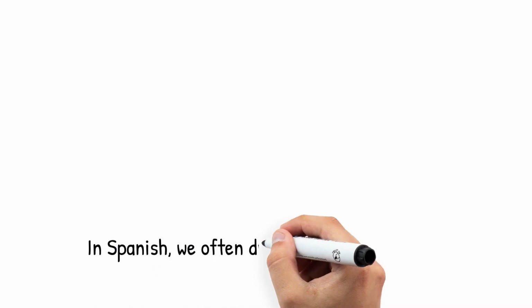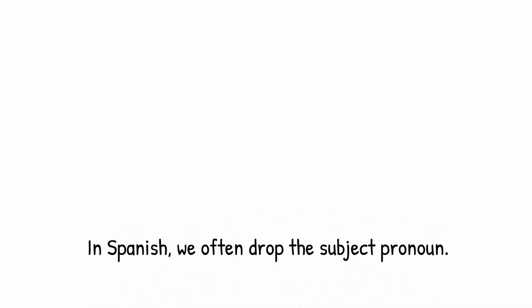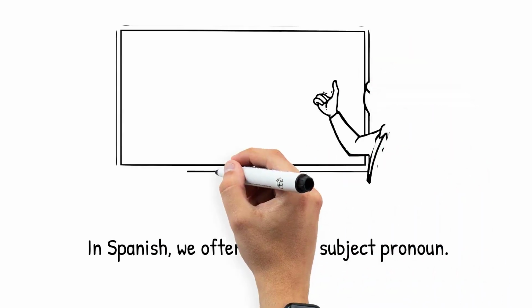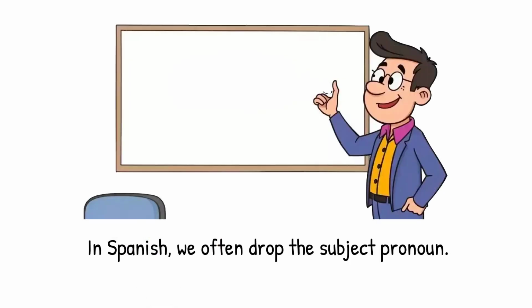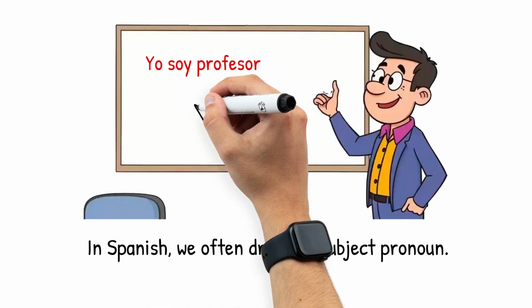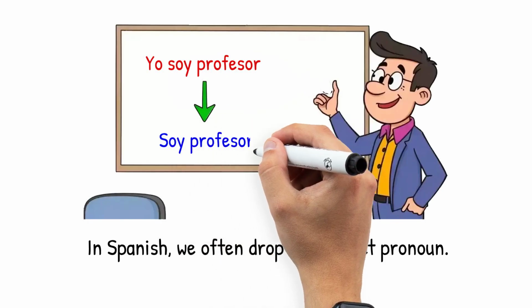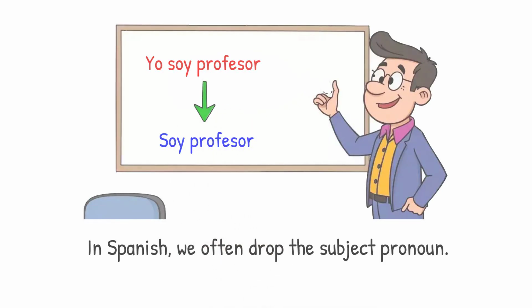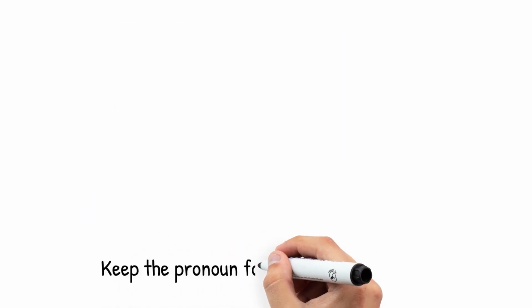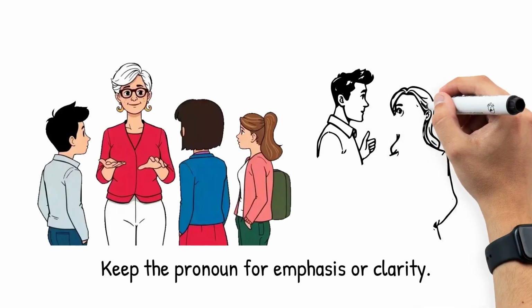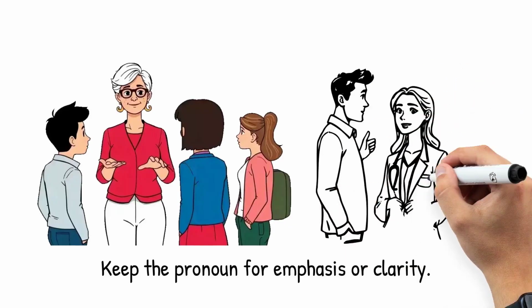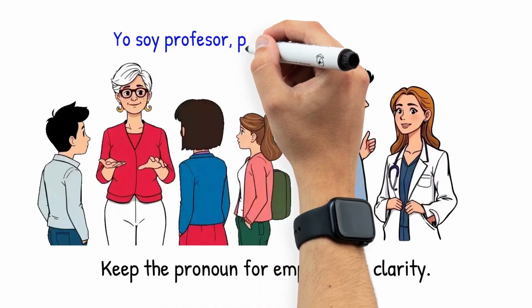Notice something important. In Spanish, we usually drop the subject pronoun because the verb ending already tells us who we're talking about. So instead of saying, yo soy profesor, a native speaker will more naturally just say, soy profesor. You only keep the pronoun when you want to add emphasis or clarity, like, yo soy profesor, pero ella es médico, to contrast two different people.